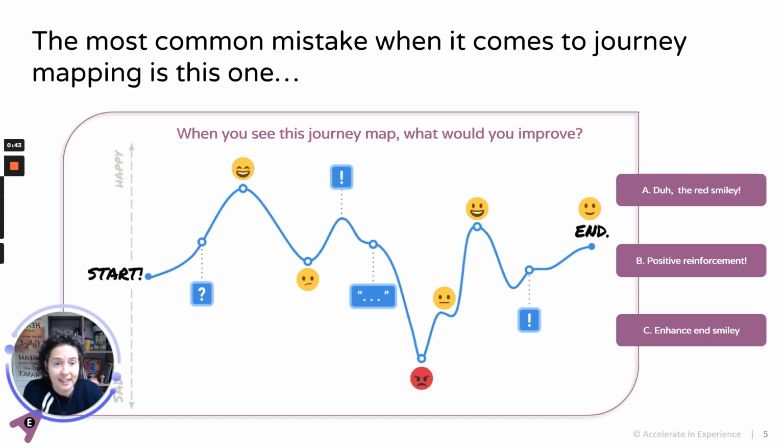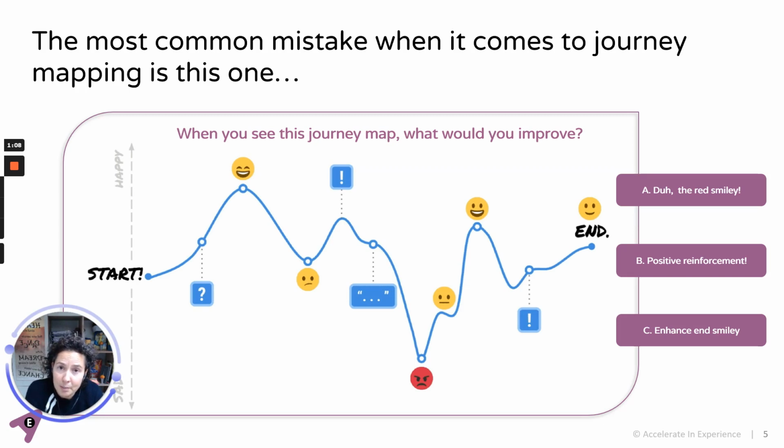So let's just dive right in and start with a little tiny quiz. This is one of the key mistakes when it comes to journey mapping. You've probably seen a journey map like this, right? Where you see the emotions of the customer. In the beginning, he's pretty positive, halfway neutral, then he's super angry, positive again, and at the end, he's relatively happy.